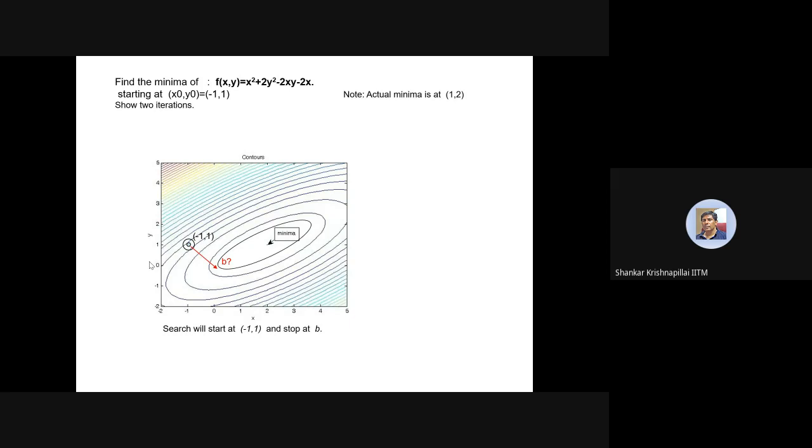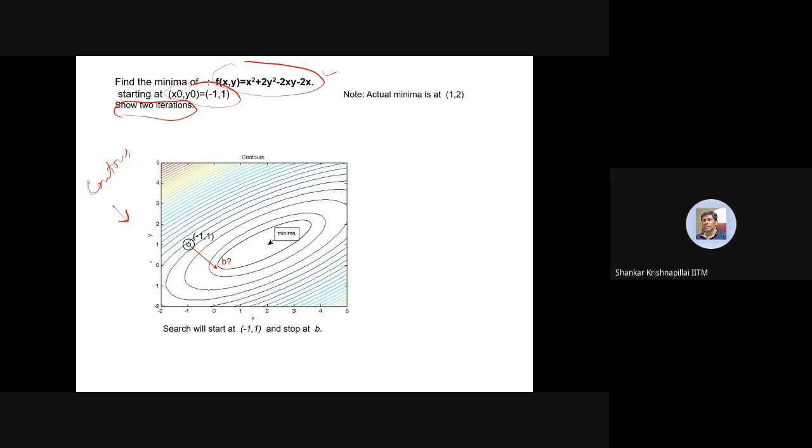So let us look at this question. Find the minima of this objective function and show two iterations. The starting point is given: x naught, y naught equal to minus 1, 1. Just for your understanding, I am showing the contour. When the computer implements this method of Cauchy's steepest descent, it cannot visualize any contours. It has to blindly use the gradient vector formula using the a and b and all that.